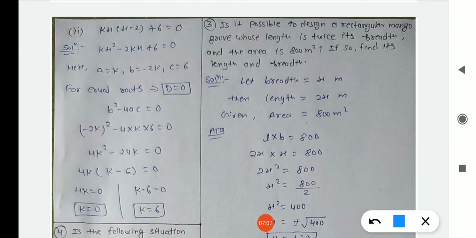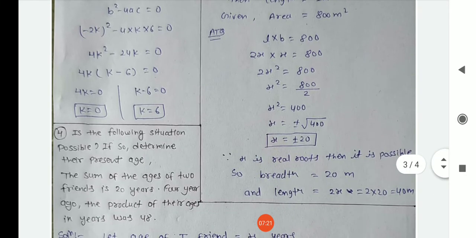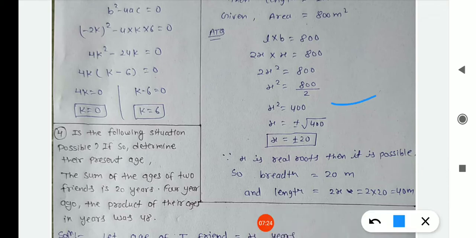Okay, so according to the question it is possible. So area of rectangle we know is length into breadth. So length into breadth is what? 800. So length is 2x and breadth is x. So 2x square is equal to 800. So x square equal 800 upon 2. So simply x square equal 400. So x is what? Plus minus under root 400. So x equal plus minus 20. So x has real roots, then it is possible.